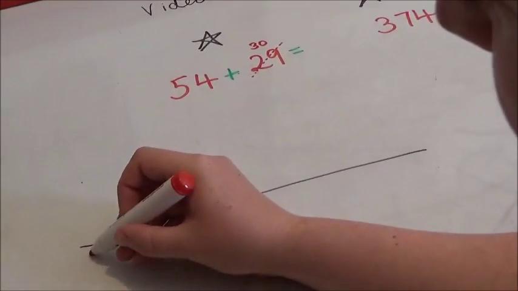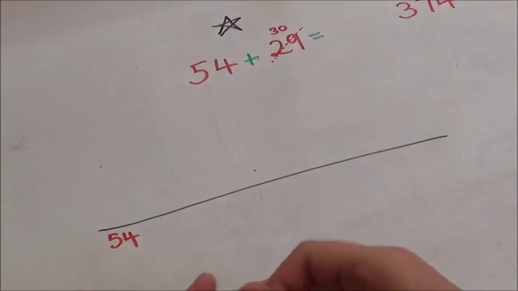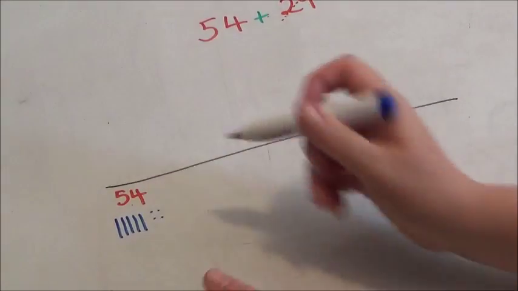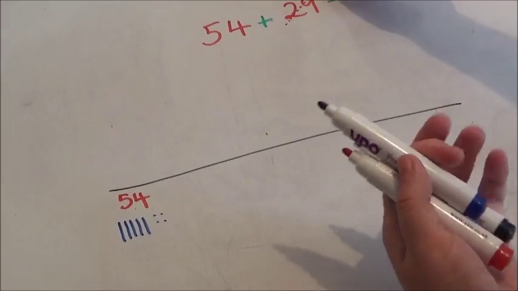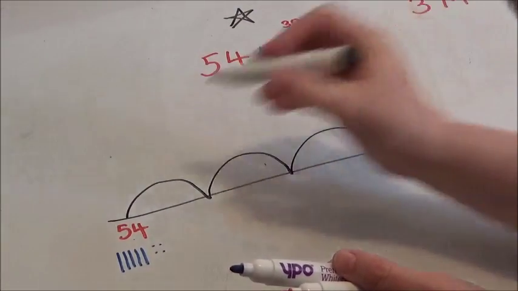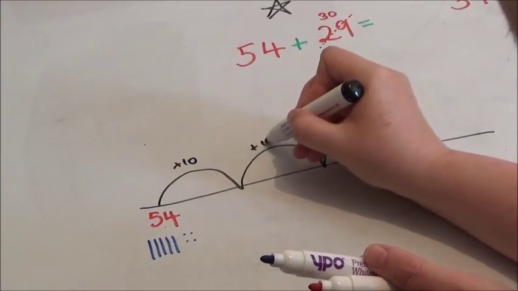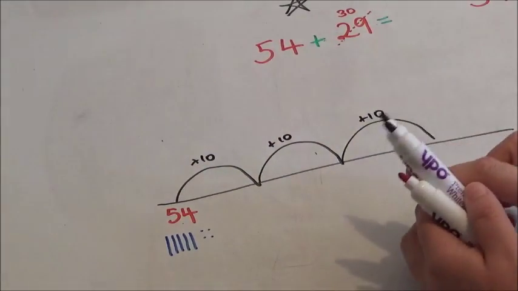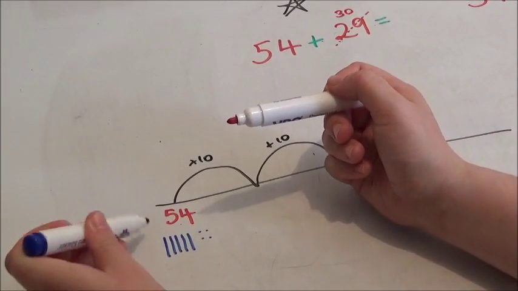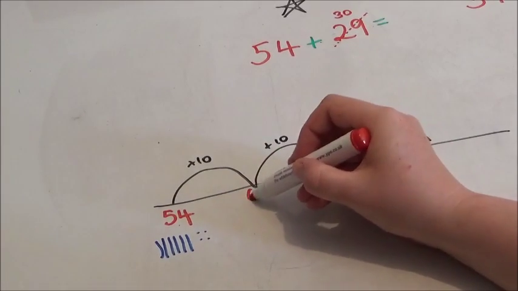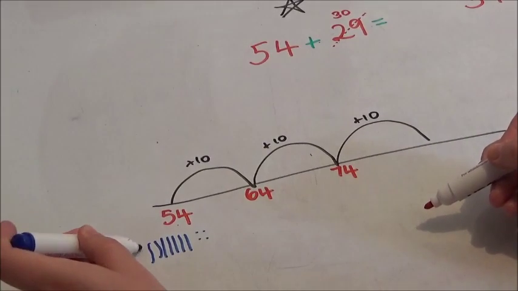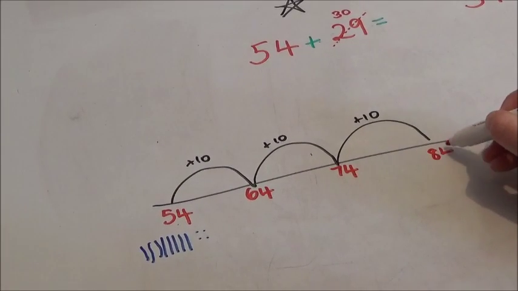I'm going to write 54 here because I'm going to make my number bigger. I'm going to use my base 10. I've got 1, 2, 3, 4, 5 tens and 4 units. I'm going to add 3 tens on there. 10, 20, 30. 54, add an extra 10 is 64, add an extra 10 is 74, add an extra 10 is 84.